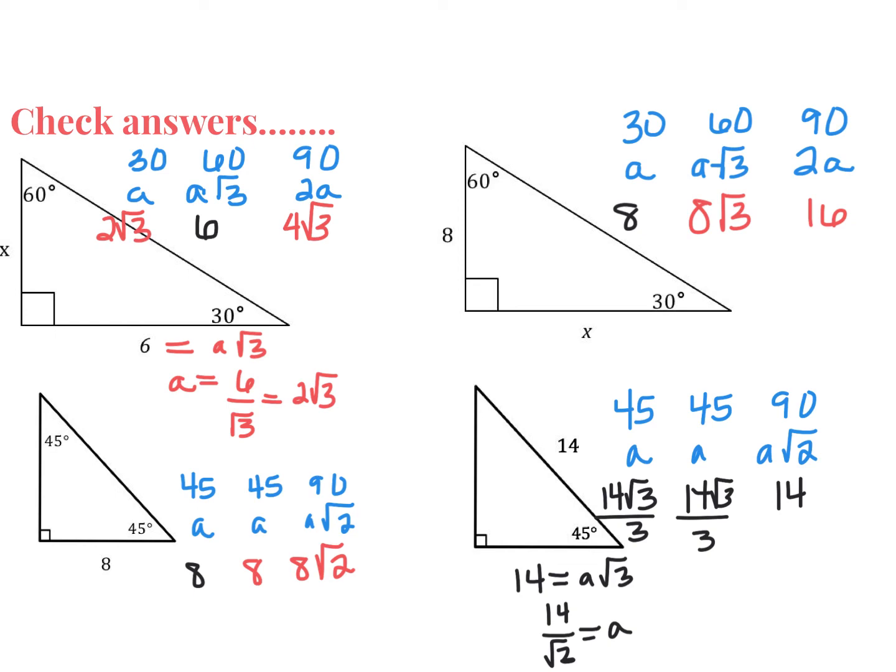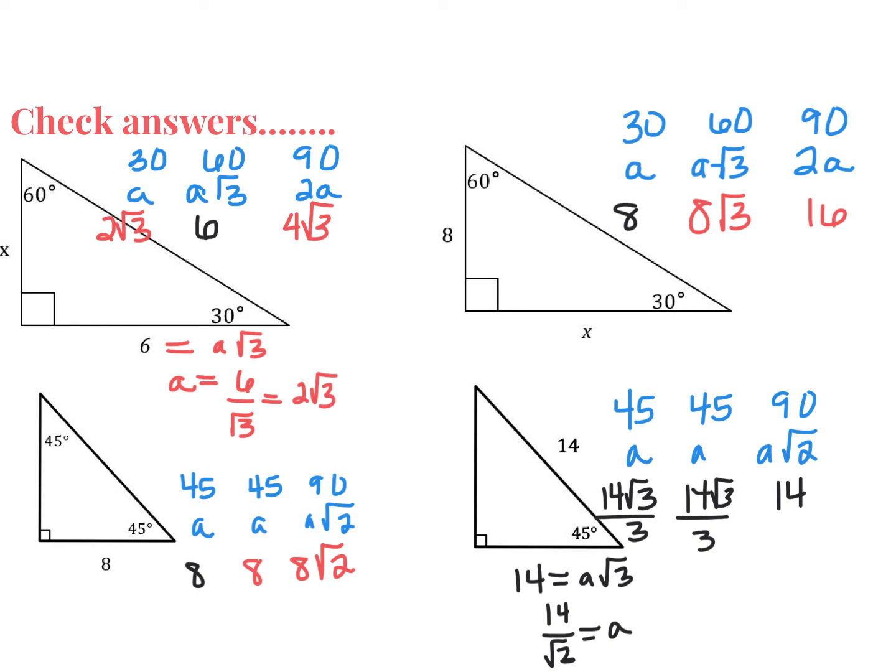The next one over, again, I set up my 3x3. 30, 60, 90 has a ratio of a, a root 3, 2a. I knew the side across from 30 was 8. So then across from 60 is going to be 8 root 3. Double that 8 and you get 16. Next one down, 45, 45, 90 has a ratio of a, a, a root 2. If 8 equals a, your other side is the same as a, and the 90-degree side is the hypotenuse at a root 2.